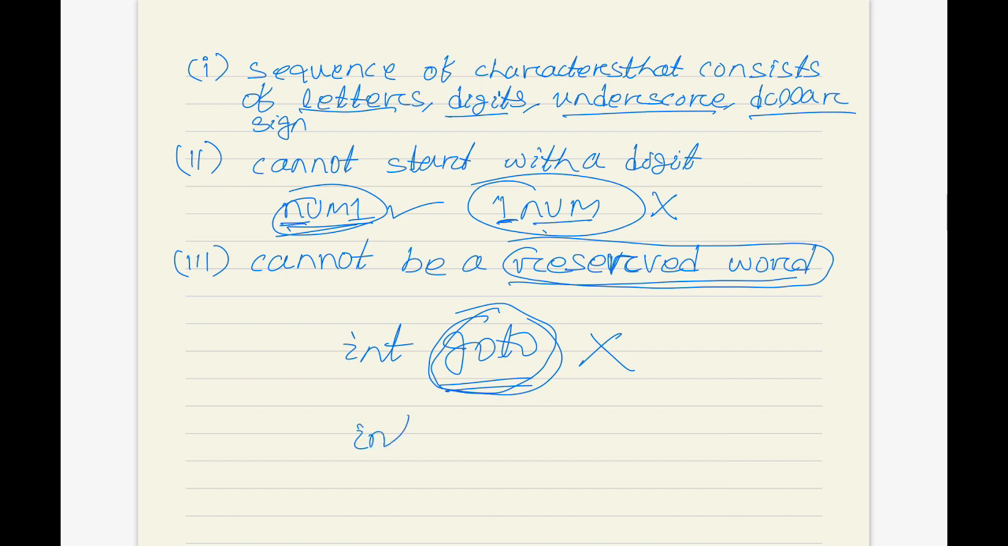Now if you write int num1, it is correct because num1 is a valid identifier. It obeys all the rules, rule 1, rule 2, rule 3. Now if you write int 1num, with no space in between, it is not a valid identifier because 1num starts with a digit, and we have just discussed that the identifier name cannot start with a digit in rule 2.